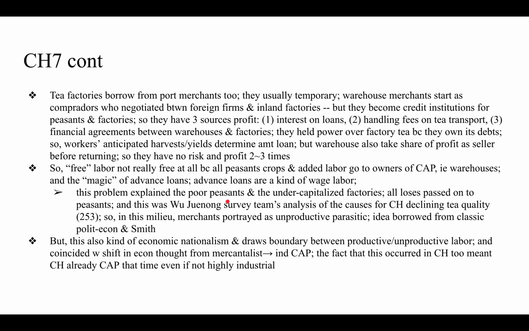This problem explained the poor peasants and the undercapitalized factories. All losses were passed on to the peasants. And this was Wu Juinang's survey team's analysis of the causes for China's declining tea quality and other woes of the tea industry.